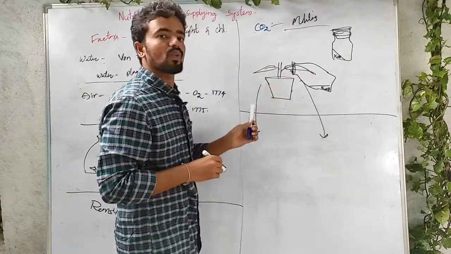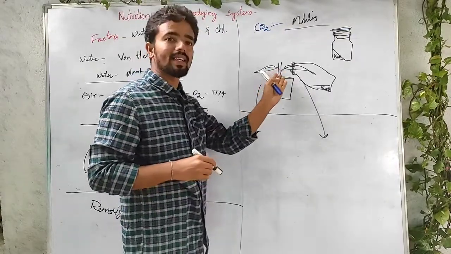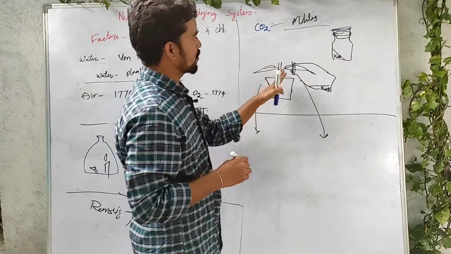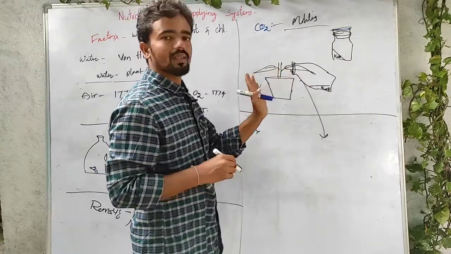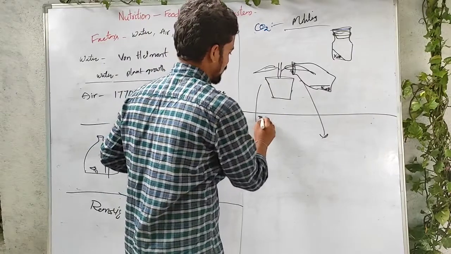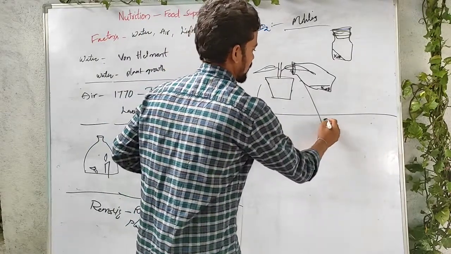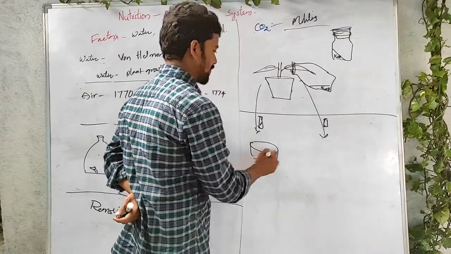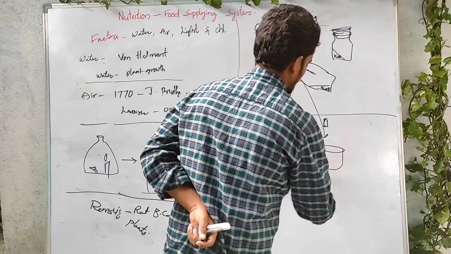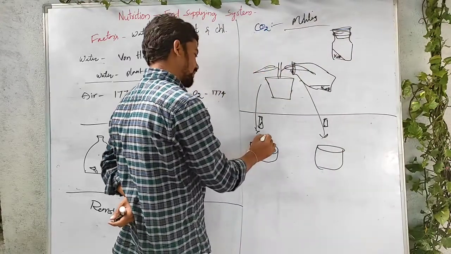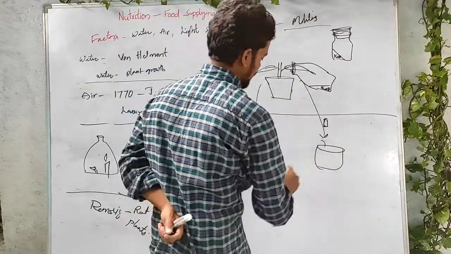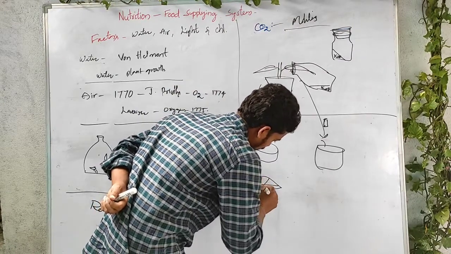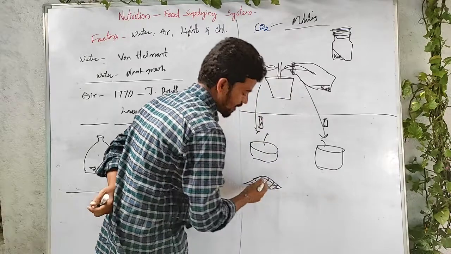Now we have to do depigmentation. We have to remove chlorophyll by boiling in methylated spirit, which we have done earlier. We have seen that experiment earlier. So we boil these two leaves in methylated spirit. Later we put them in a watch glass or petri dish and add iodine to it. Then this entire leaf will turn black or dark blue.